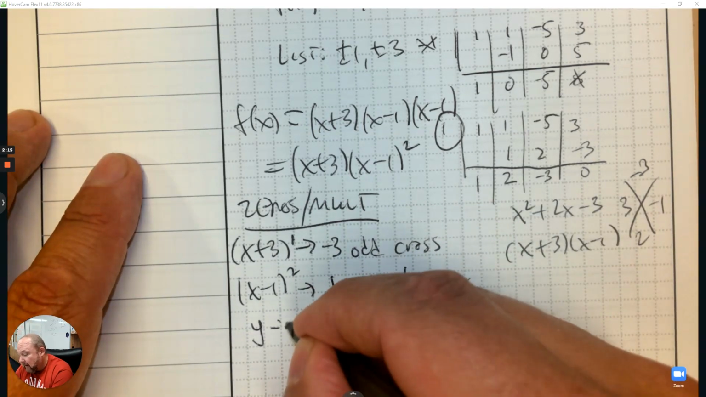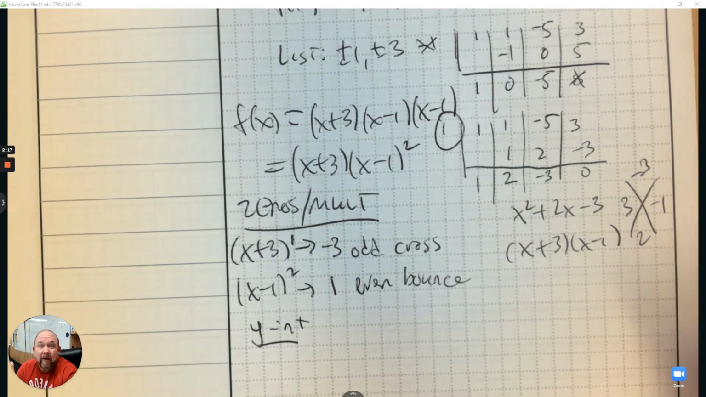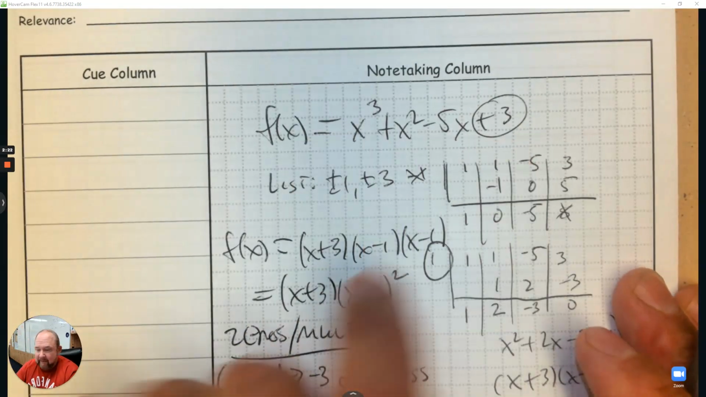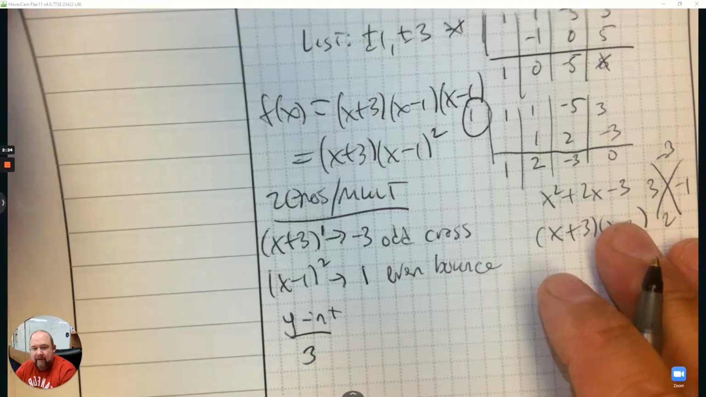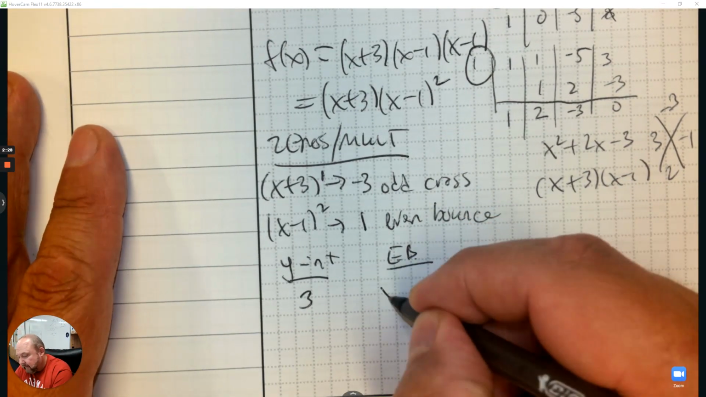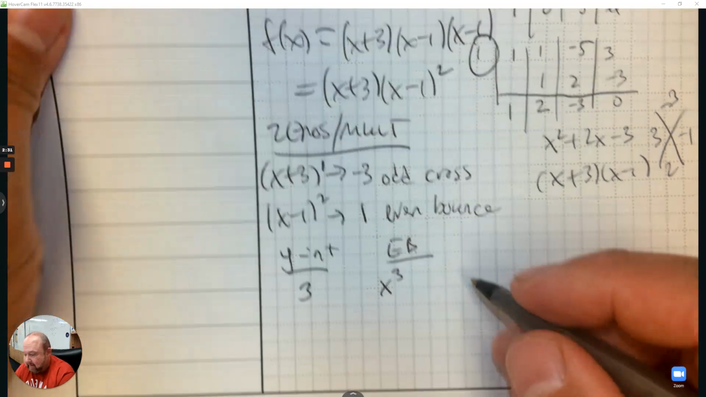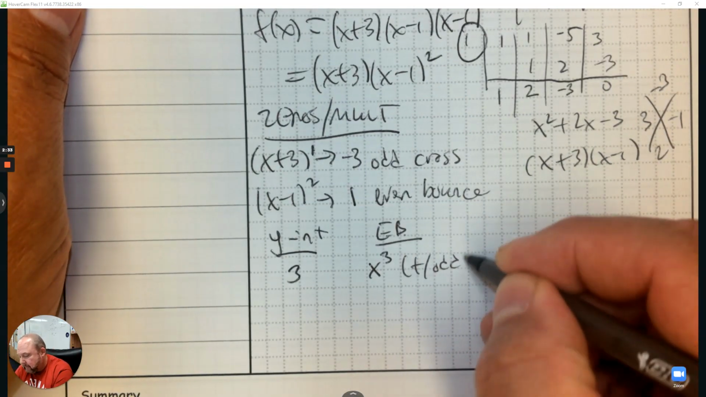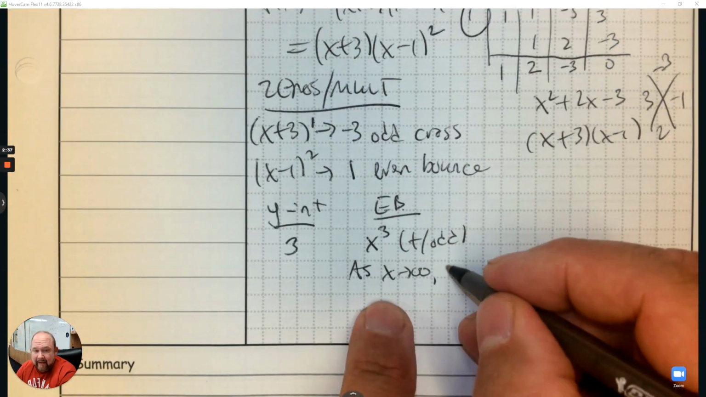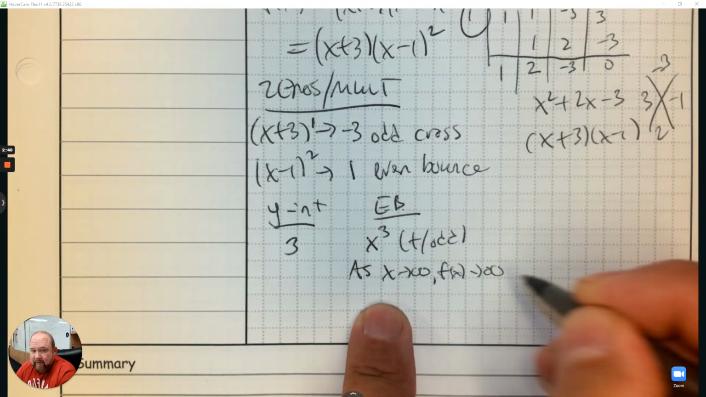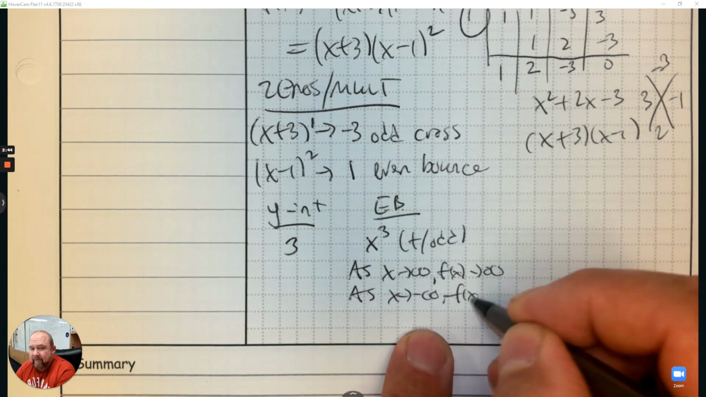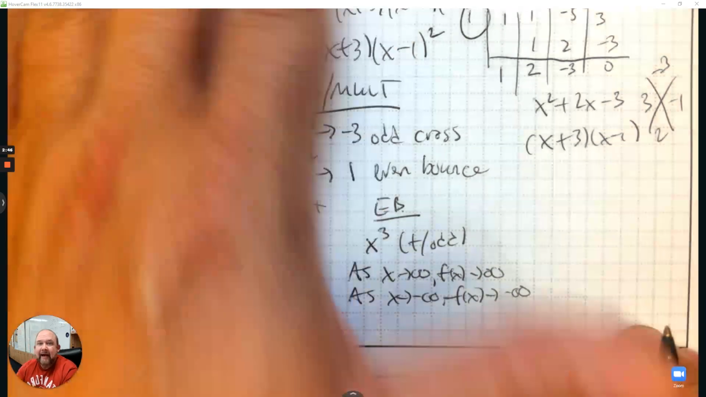We're also going to write down the y-intercept. The y-intercept is always the last number. So when you plug in 0, the very last number is always your y-intercept. We're going to write down the end behavior using the leading term. So the leading term is positive with an odd exponent. So the right end, the function goes up. The left end, as x approaches negative infinity, the function goes down. And now we're ready to graph.